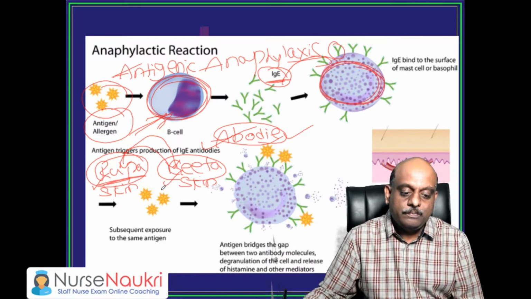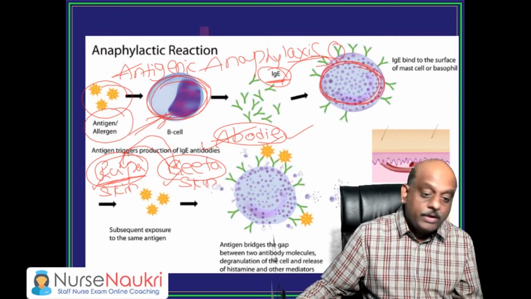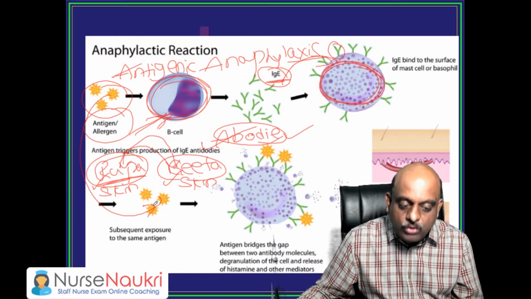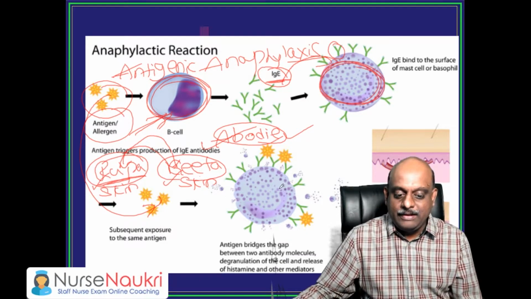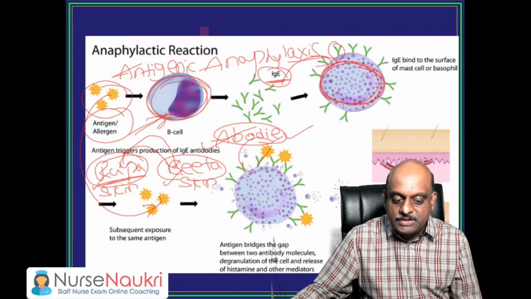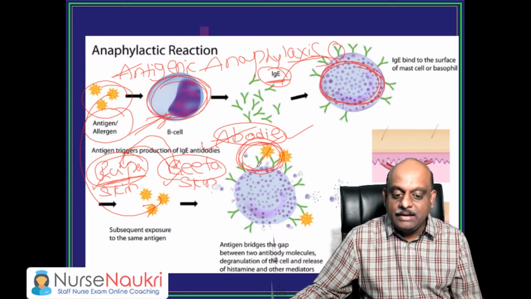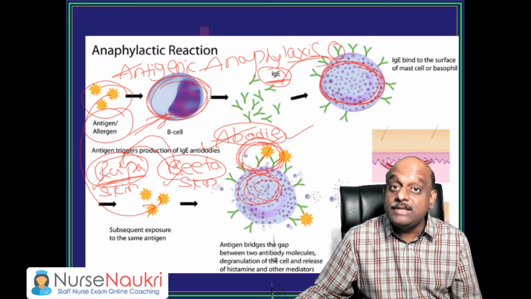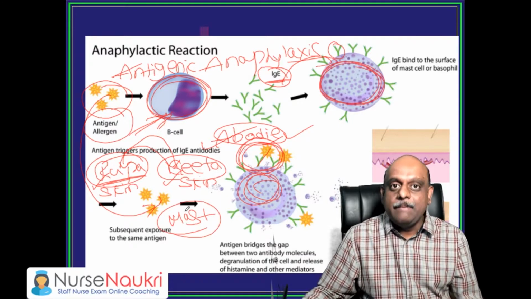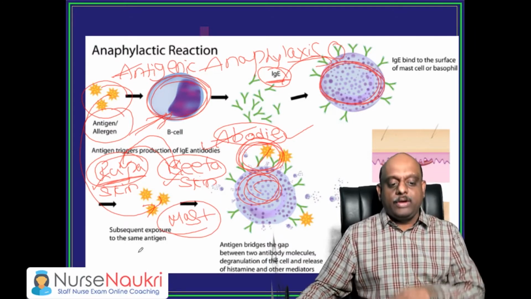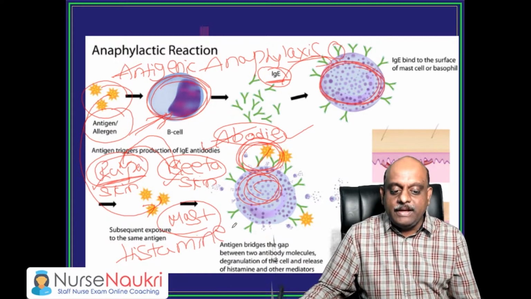Right? Now, future में अगर आइंदा future में once more if you happen to expose them to the same antigen, then this antigen come and bridges to this antibody, and that will make this cell. What is this cell called? Mast cell. इसको क्या कहते हैं? Mast cell. Mast cell immediately histamine बोल के एक substance को release करेगा. किसको release करेगा? Histamine को release करेगा.